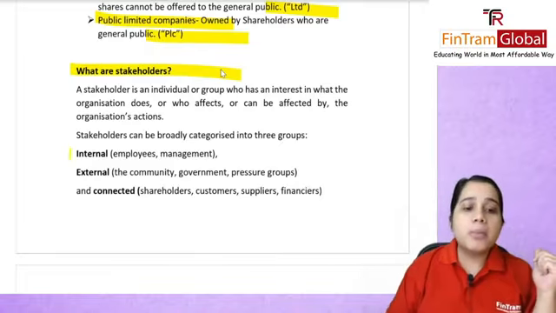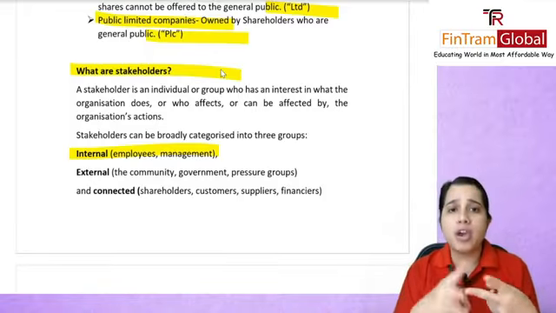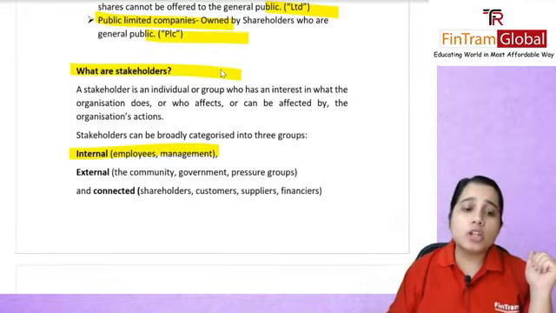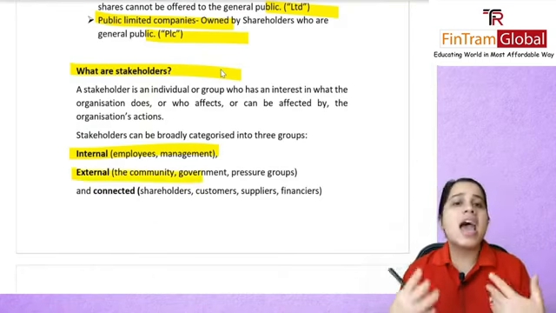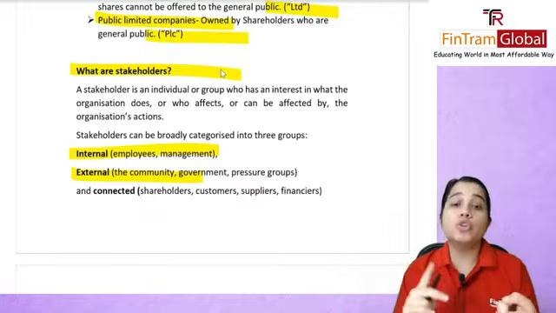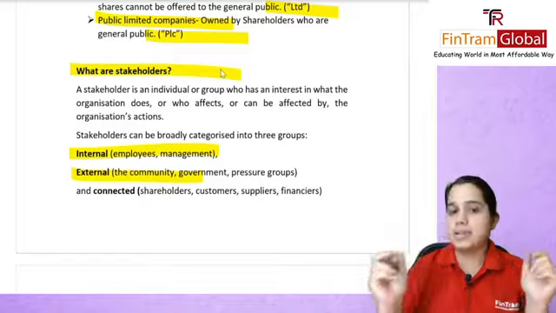We had talked about an internal stakeholder. These are internal to your organization. You have your employees, you have your management. Then we had also talked about our external stakeholders, which are external to the organization and as such do not have any contractual link. You have your government, you have your pressure groups, all of them will fall under this category.